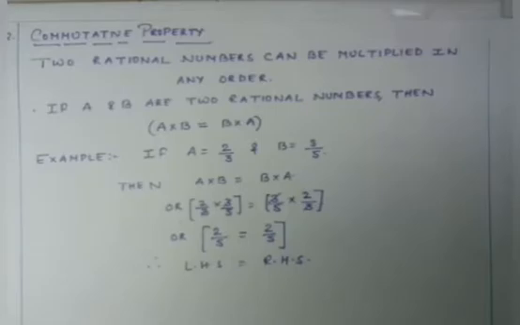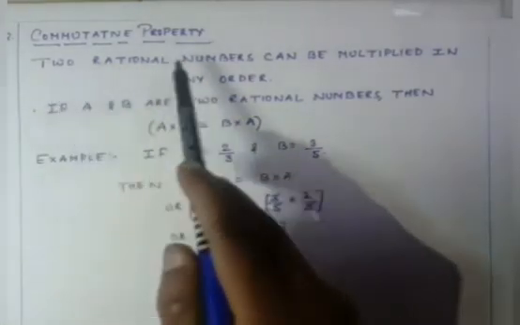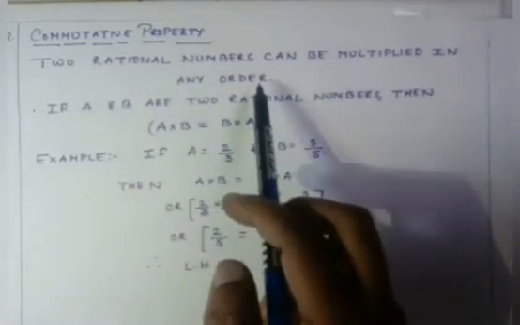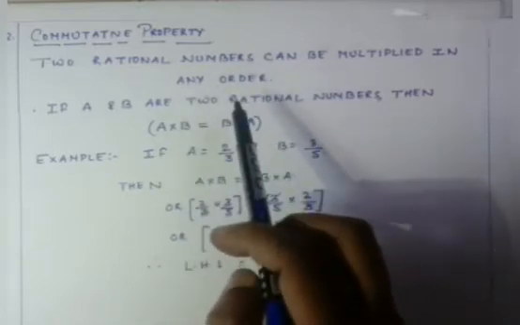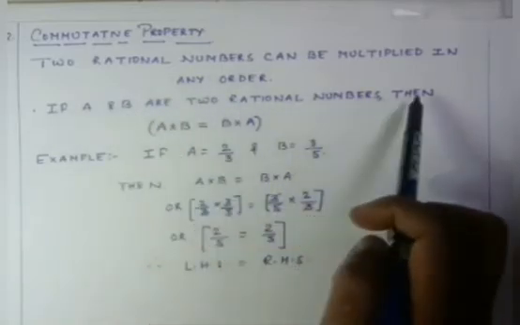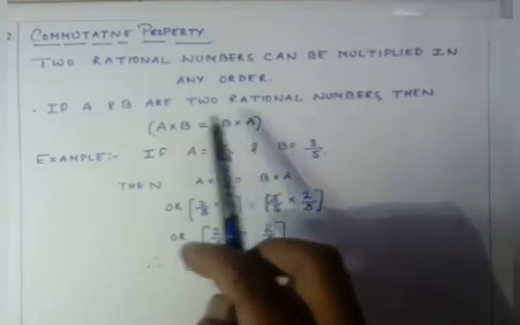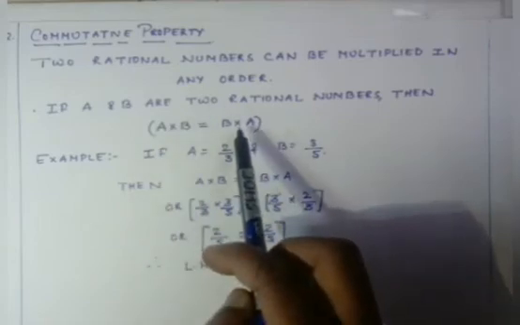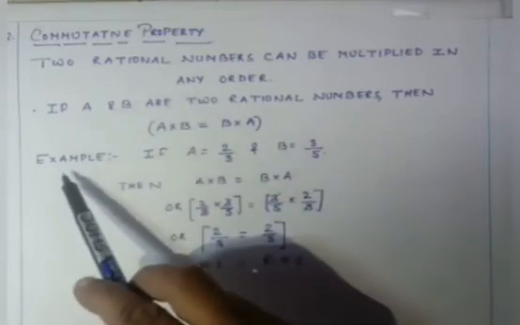Let us start with another property, that is commutative property. What it says, two rational numbers can be multiplied in any order. Like if we are multiplying a into b or b into a, whatever the product is going to come, it will be equal. If a and b are two rational numbers, then a into b is equal to b into a. If we interchange the position of a and b and we find out the product, it will be same, it will be equal.